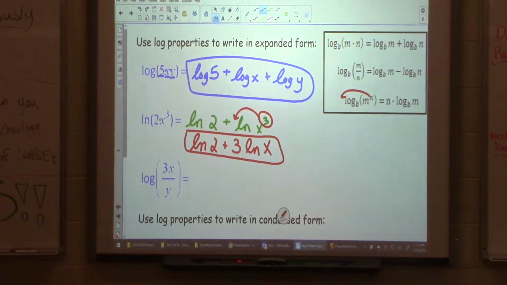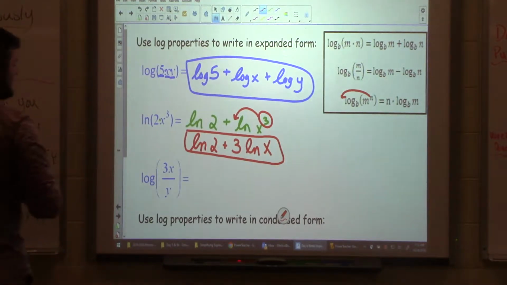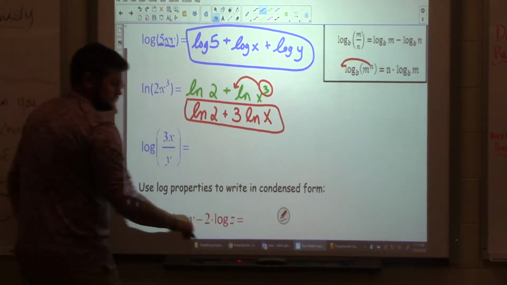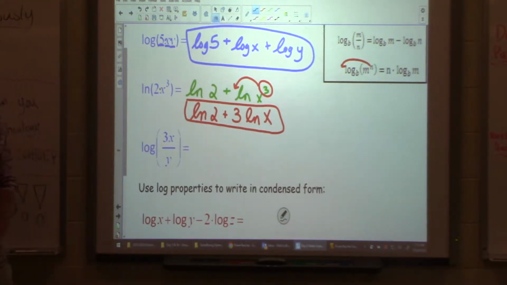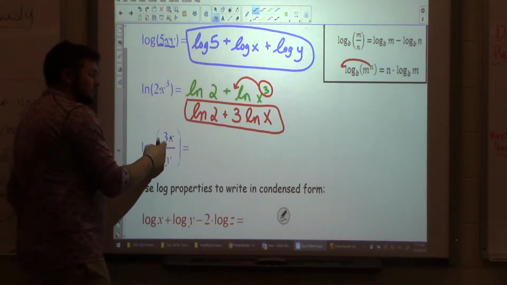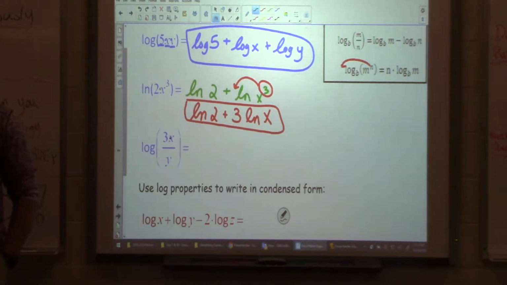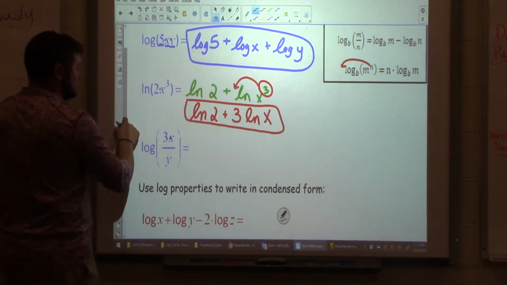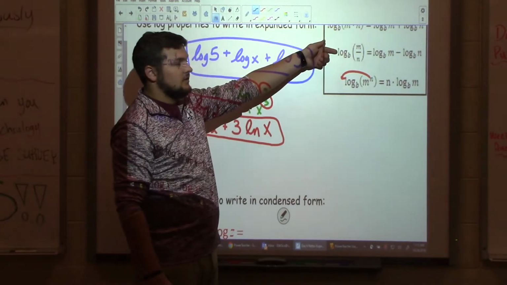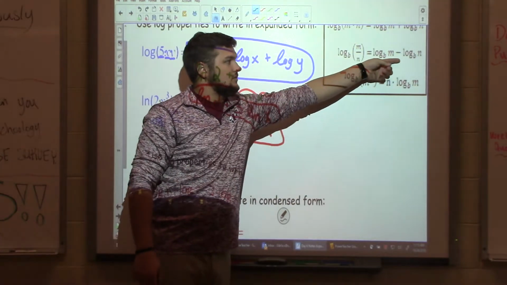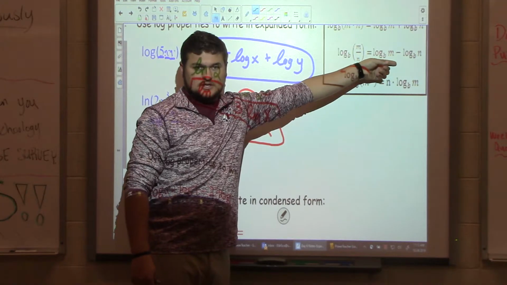Alright, let's try the third one. The natural log of 3x divided by y. Well, multiplication or division? Do I have either one? I heard someone say it. Division. Now, I'm going to do the division first. I actually have both, right? 3 times x is also multiplication. But I'm going to do the division first and worry about the multiplication second. Division, if I look at my 3 rules, turns into what? Subtraction, right?